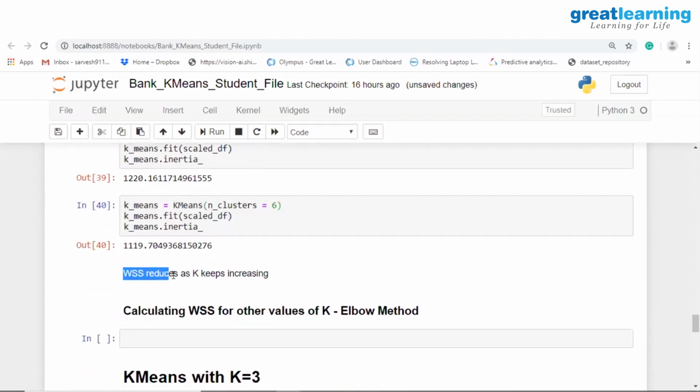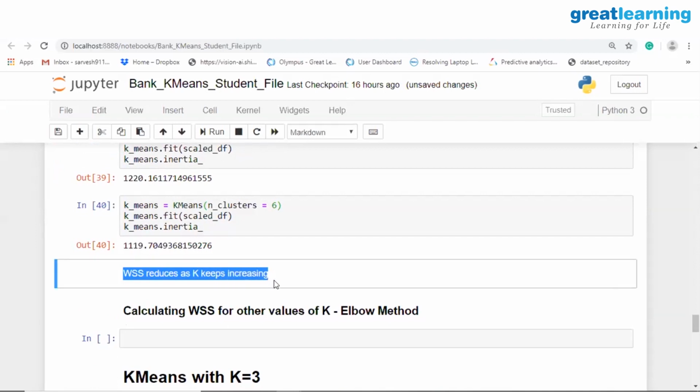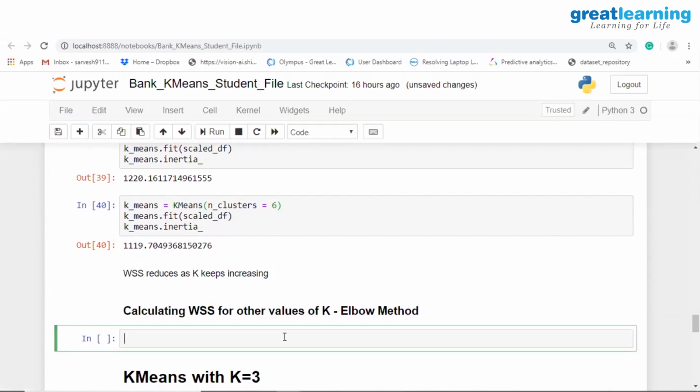The within sum of square reduces as K keeps increasing. So what is the right value to choose, and how to choose? Using the WSS plot. Using the WSS plot is nothing but what we call the elbow method. Right? These are the small 4 or 5 steps in clustering.